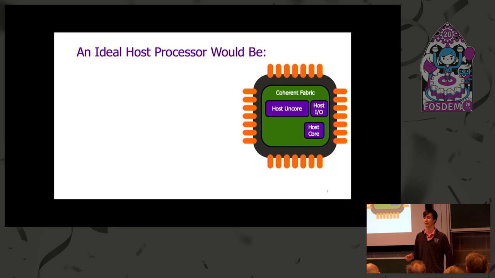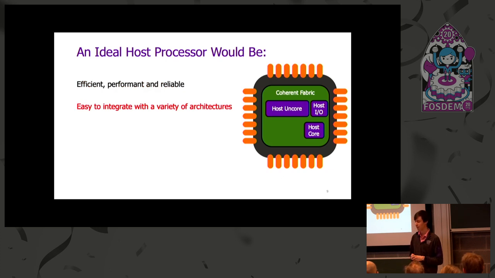Some general purpose host cores are needed to coordinate all of these accelerators, all these moving parts, all these uncore systems. But when you're adding a new host core to the system, there are several considerations. You want it to be efficient, performant, and reliable. It needs to be able to do what you want in your power and performance envelope. It needs to be able to control a diverse set of accelerators, both with standard and custom interfaces. It needs to be trustable.